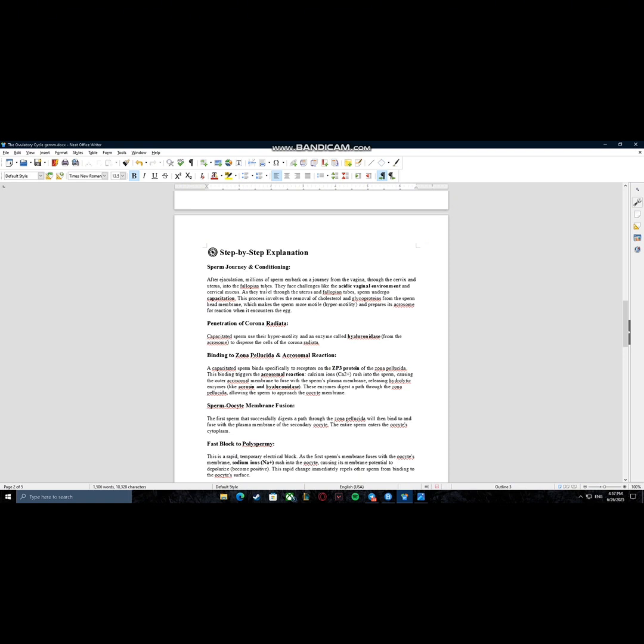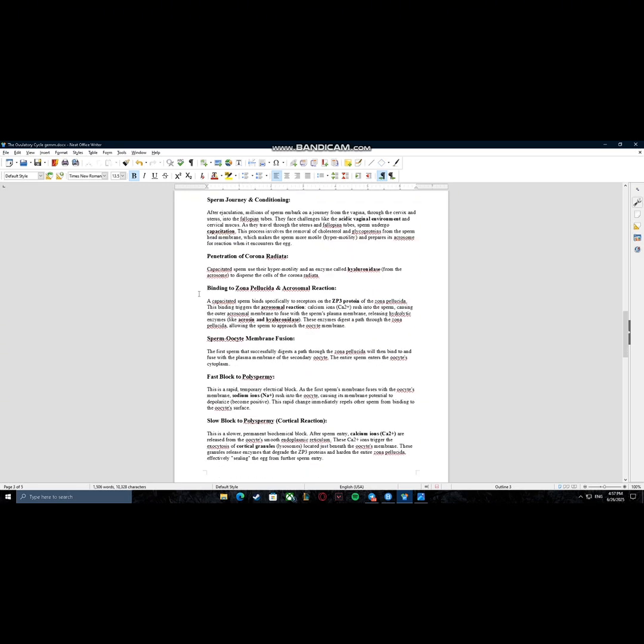This binding triggers the acrosomal reaction, in which calcium ions, Ca2+, rush into the sperm, causing the outer acrosomal membrane to fuse with the sperm's plasma membrane, releasing hydrolytic enzymes like acrosin and hyaluronidase. These enzymes digest a path through the zona pellucida, allowing the sperm to approach the oocyte membrane.